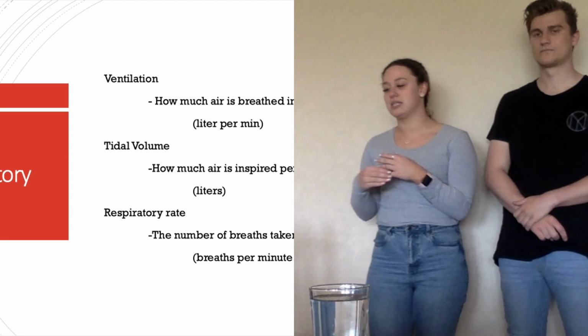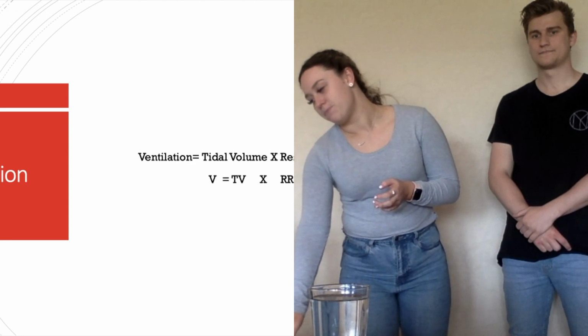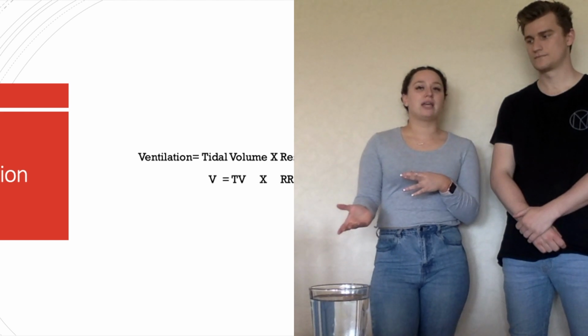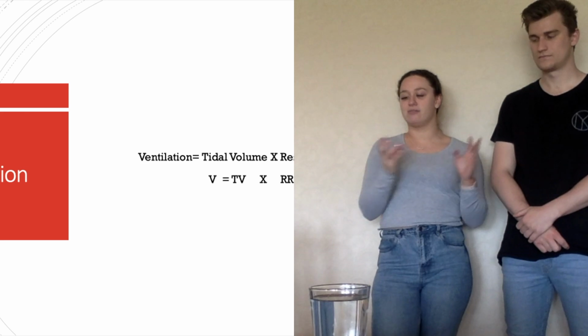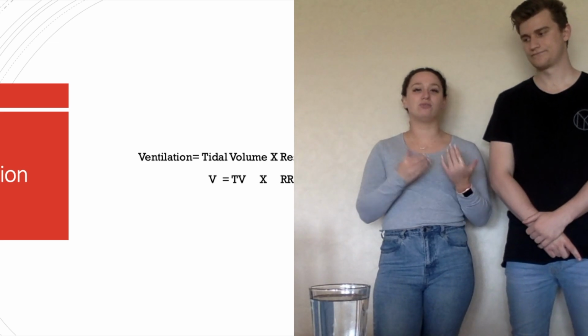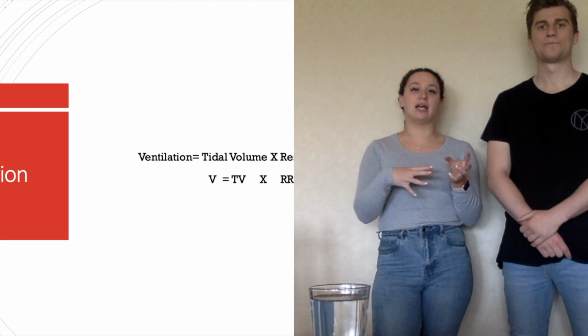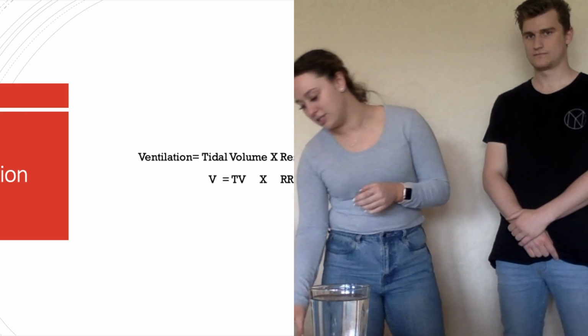Now all of these work together and they all increase at the onset of exercise. We've got a formula for them. The formula is ventilation equals tidal volume times respiratory rate, and it's really important that you understand the relationship that they all have together to form ventilation in the respiratory system.